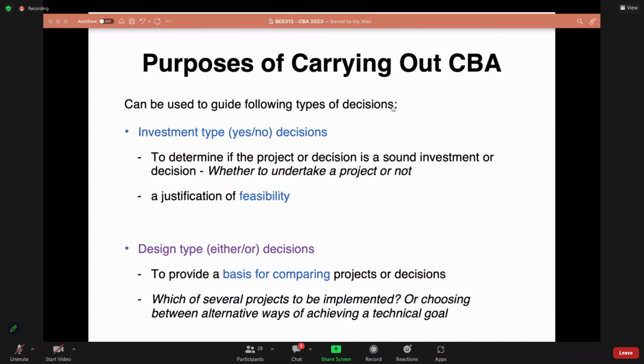Then the other type is to select between particular project alternatives. Also, we can use CBA. We can compare different projects. So we have a limited amount of money, and we want to decide which project to invest that money in. Say we have 3 alternatives, which one to choose? So that also we can do through a cost benefit analysis.